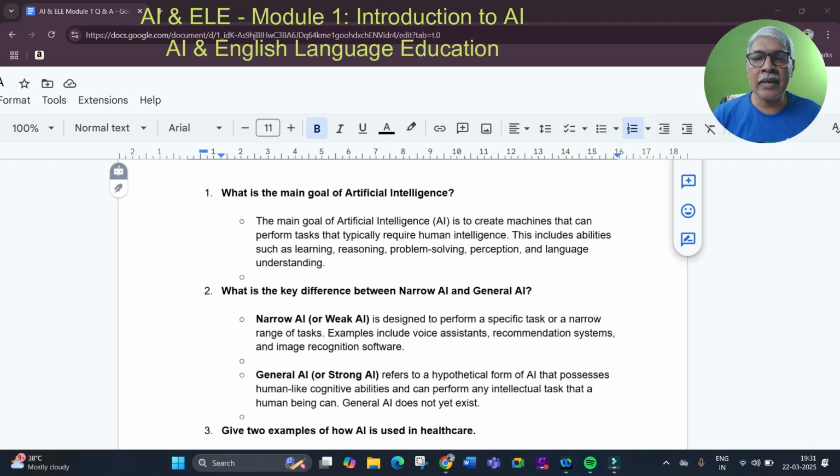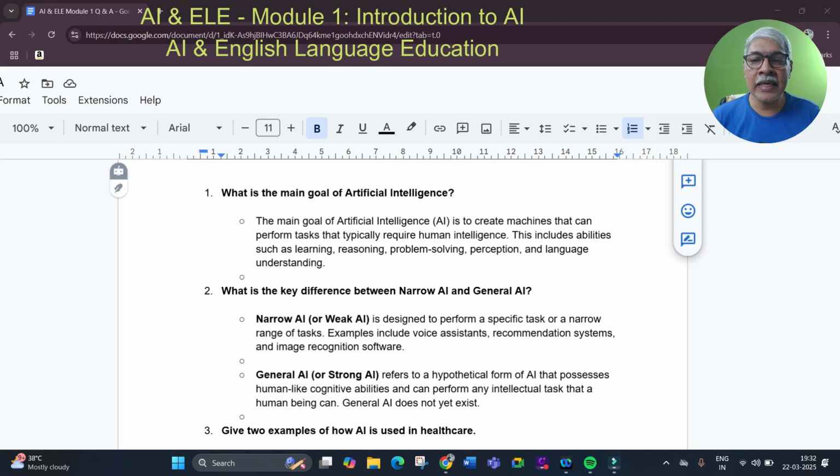1. What is the main goal of artificial intelligence? The main goal of artificial intelligence is to create machines that can perform tasks that typically require human intelligence. This includes abilities such as learning, reasoning, problem solving, perception, and language understanding. So, artificial intelligence, along with human beings, will create abilities much better. This is the goal of artificial intelligence.